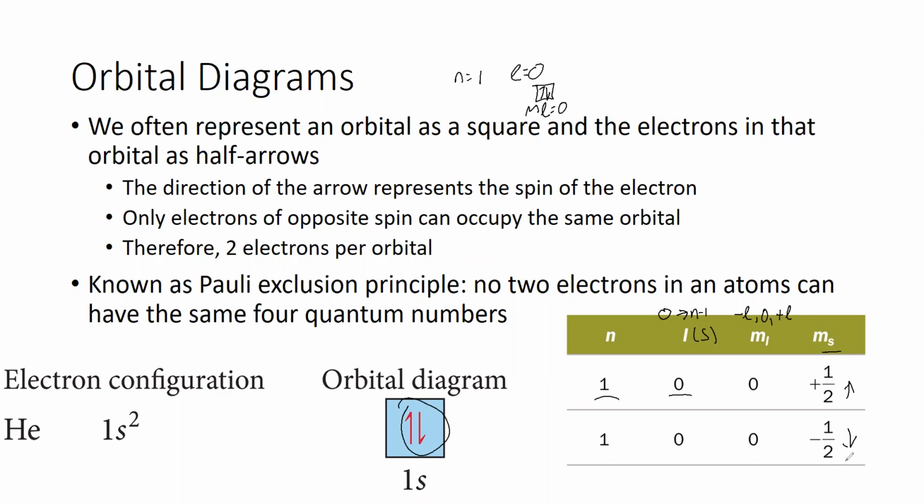When writing orbital diagrams, you have to have the arrows pointing in opposite directions. Two arrows pointing the same direction would be incorrect, because you're saying both electrons have an m sub S of plus 1/2, and that will break the Pauli exclusion principle. So, any questions about this concept?